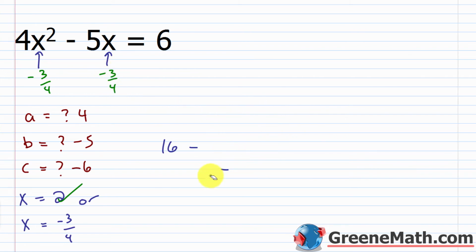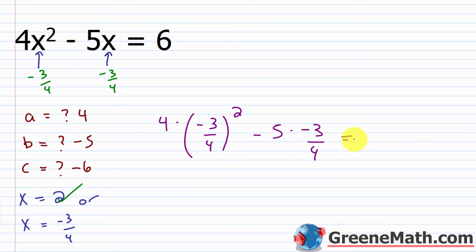So let's erase this. And so we have 4 times negative 3/4, and this is squared, and then minus 5 times negative 3/4, and this equals 6. So if I squared this guy, I'd have 9/16. So times 9/16. And of course, this would cancel with this and give me a 4. So I'd have 9/4 there.